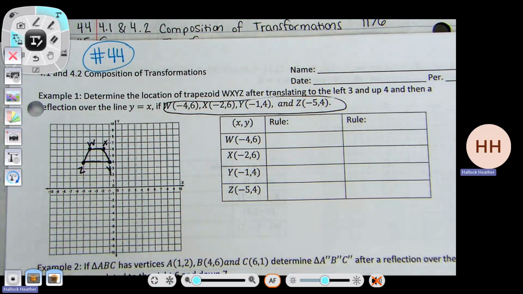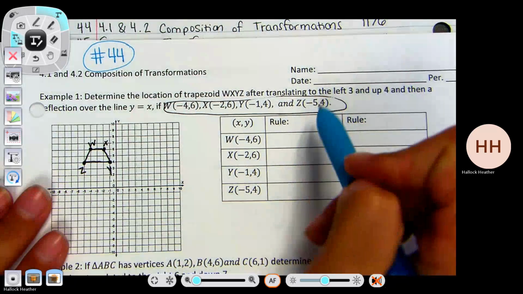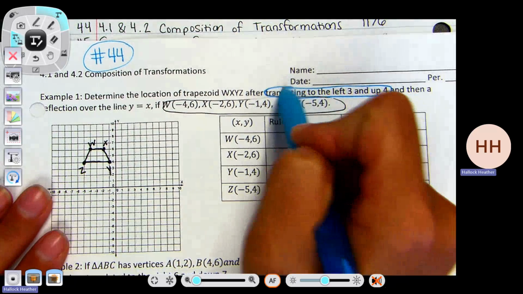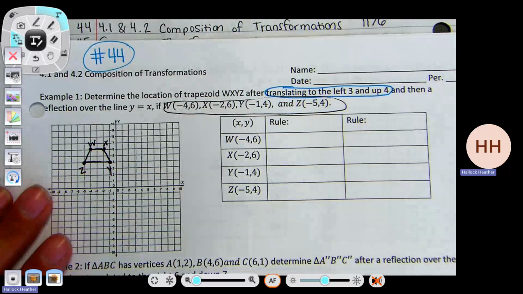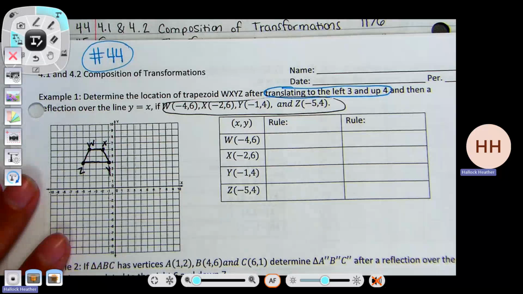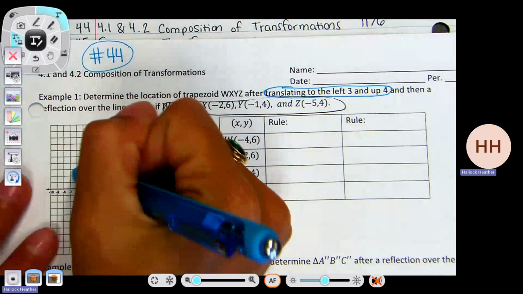Okay. So after we plot the original, that's our starting thing. What do we have to do first based on the sentence that they gave me? Because we have to go in order by the sentence. Perfect. So the first thing we have to do is translate it to the left 3 and up 4. So this doesn't involve any math. We're literally going to take our coordinates, go left 3, and go up 4. So take every single point from your trapezoid and go left 3, up 4.